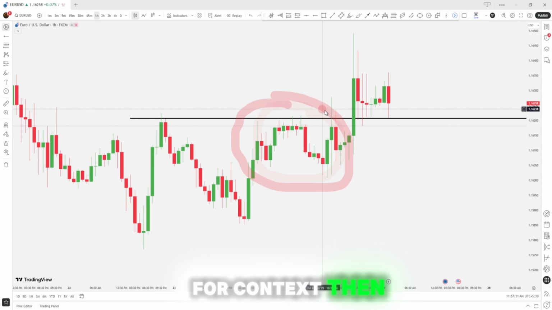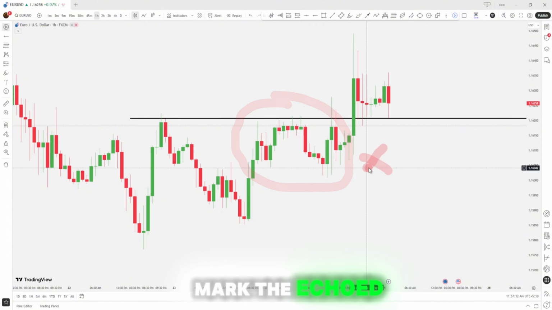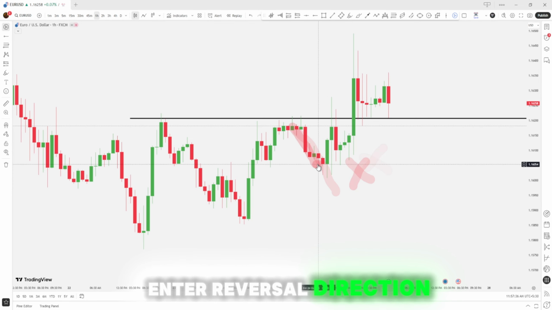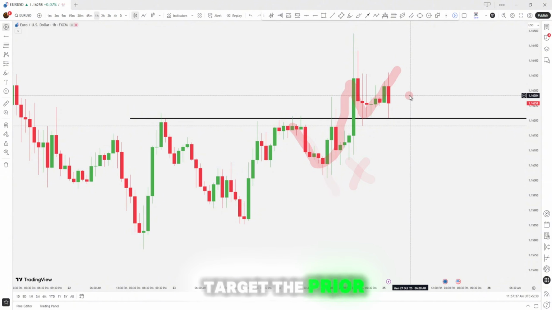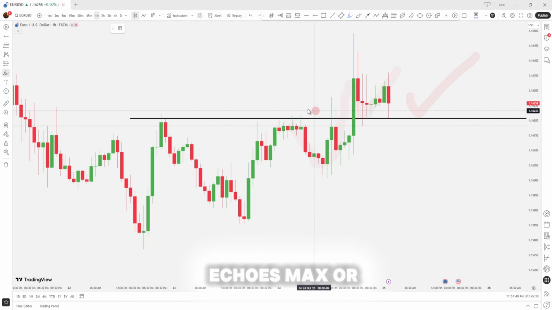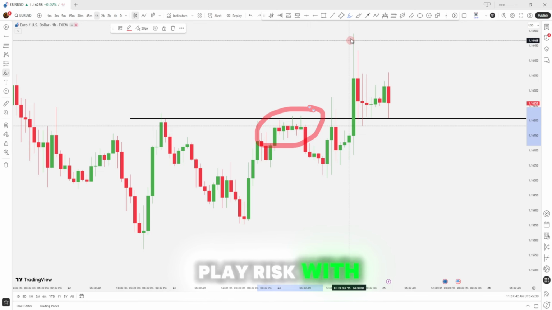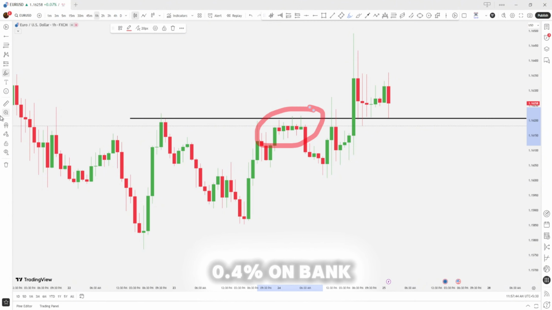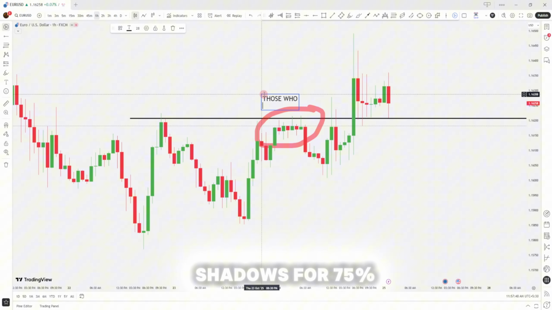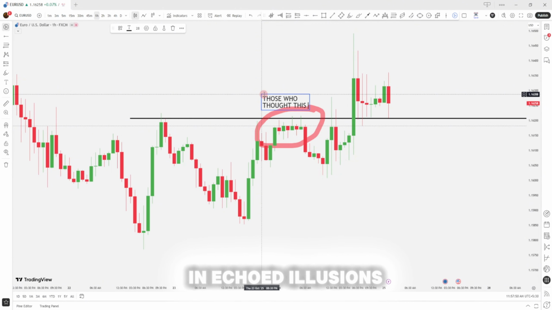On daily charts for context, then 5-minute for precision, mark the echoed wick match within 10 points. Trap entry, on the second echo's failure, enter reversal direction, stop beyond the double wick, target the prior echo's origin. Dodge the pit of overtesting, limit to 2 echoes max, or it devolves to range play. Risk with a 1-4 potential, but cap at 0.4% on Bank Nifty's wild swings, exiting partials on momentum shifts. Stack with compression shadows for 75% traps, ensnaring retail in echoed illusions. This traps 62% of persistent levels, turning memory against the market.